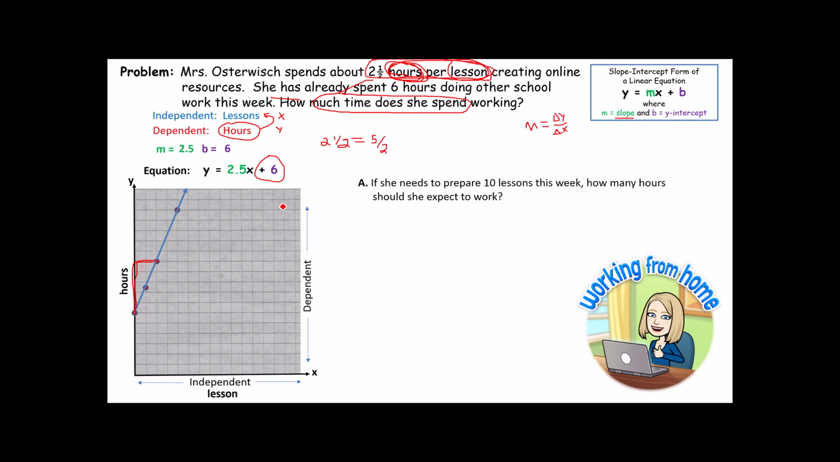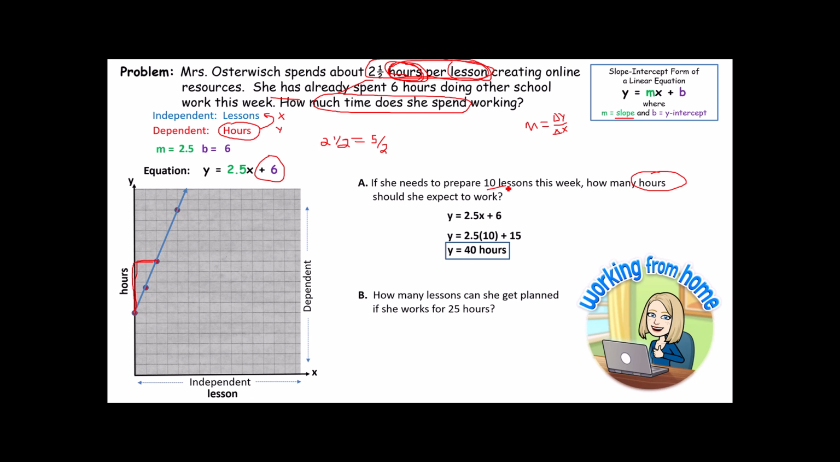If I ask you if she needs to prepare 10 lessons this week, how many hours would she expect to work? Notice we're trying to figure out the number of hours. Hours is our y. That means that the 10 goes into our equation for x. And we just use computation to calculate that.